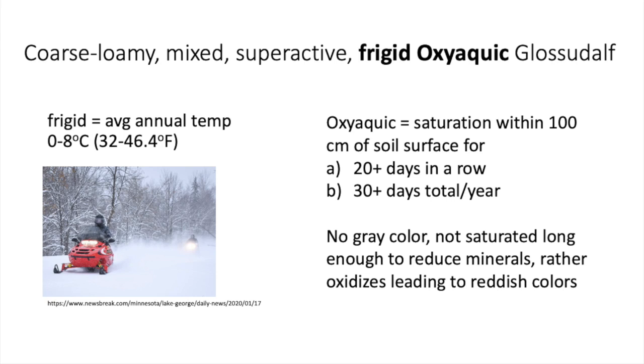And then next there is oxyaquic. Aquic indicates when the soil has saturation within the profile, and oxyaquic means that this saturation occurs for only a short part of the year. Because the saturation is there and then it later is allowed to dry, it causes oxidation of the metal minerals such as iron rather than reduction. And we know that when iron oxidizes, it turns kind of a reddish color.